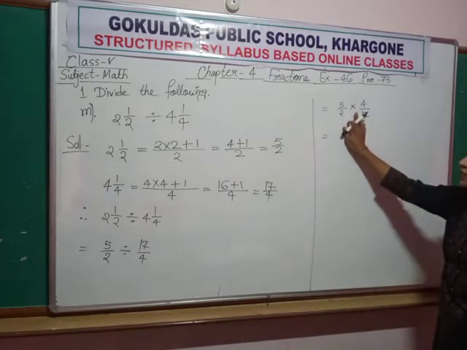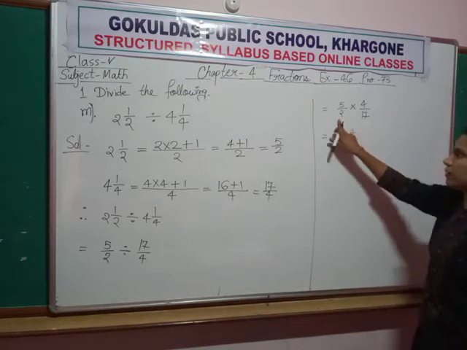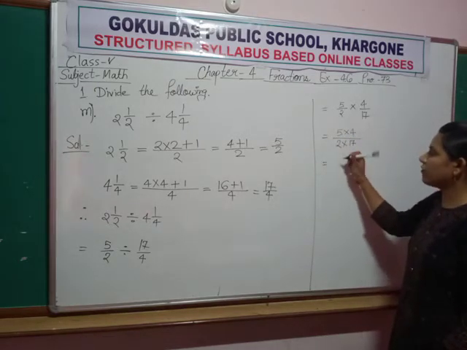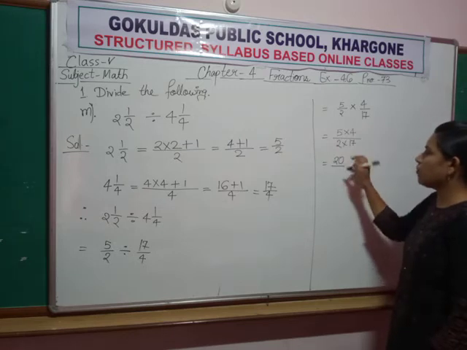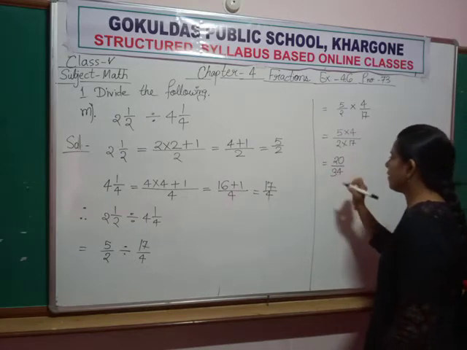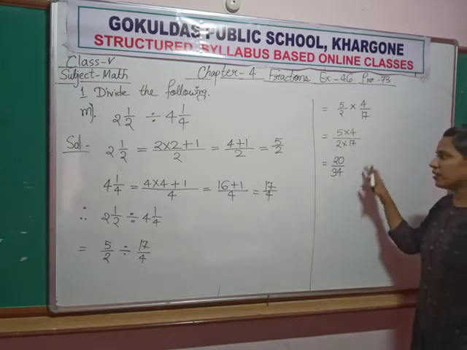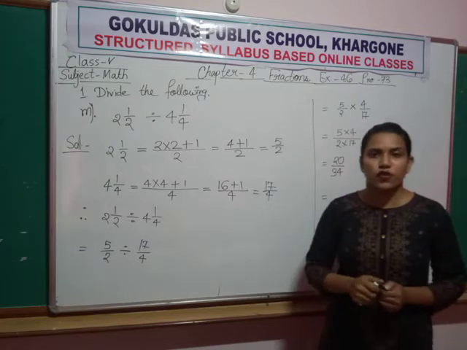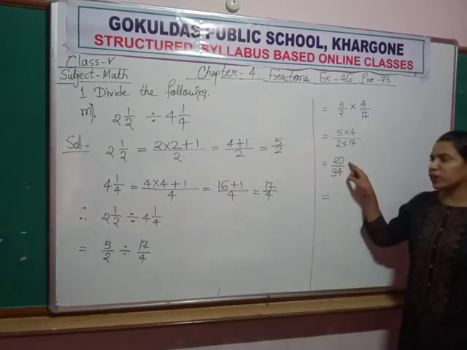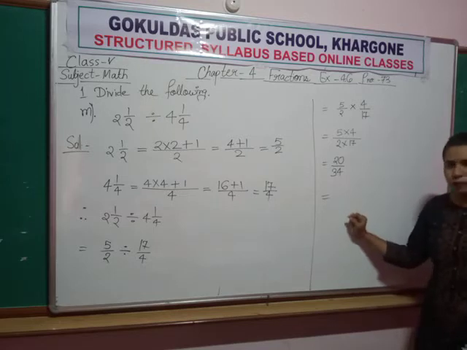Now solve it. You have two fractions to multiply. Multiply numerator with numerator, 5 into 4, upon, multiply denominator with denominator, that is 2 into 17. Now 5 into 4 is 20 upon 2 into 17, 34. Right? Now 20 upon 34 can be reduced to its lowest form. You know how to reduce any fraction to its lowest form. What do we do? We find the HCF of both the numbers and we divide numerator and denominator both by the HCF. And then we can find our lowest form.